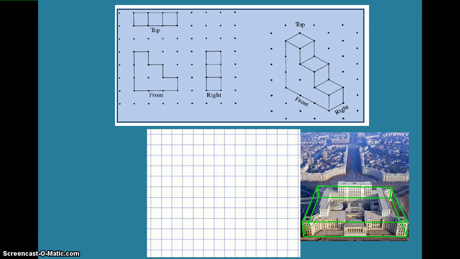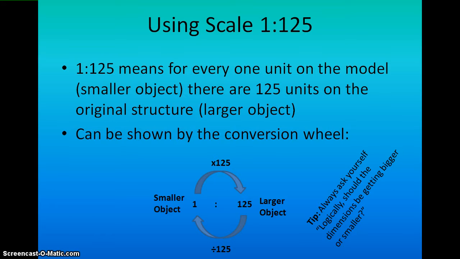On the top here, we have an orthographic image of the image on the right. It shows the front view, the top view, and the right view. On the bottom here, we have the Palace of Parliament with the outline that we need to find the dimensions for the model. We draw the orthographic view using a scale of 1 to 125.